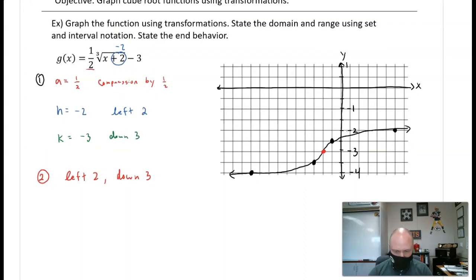It's great. My instructions up here say state the domain and the range using set and interval notation. We already did that lesson in state the end behavior. Domain and range for cube root functions. Do you guys remember what it is? Yeah, all real values. Negative infinity to positive infinity. Just a refresher there.